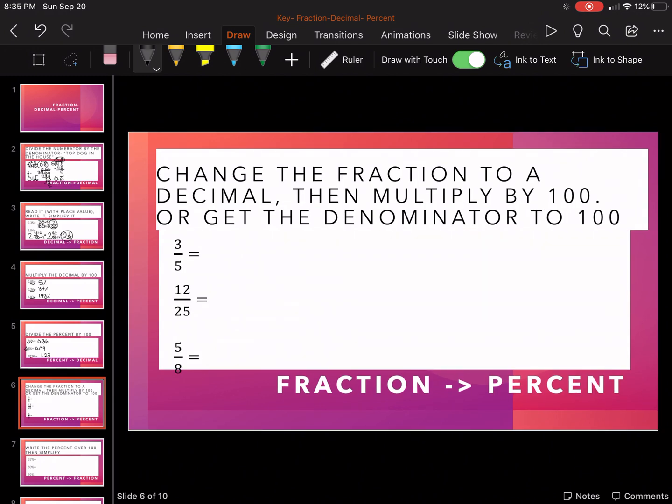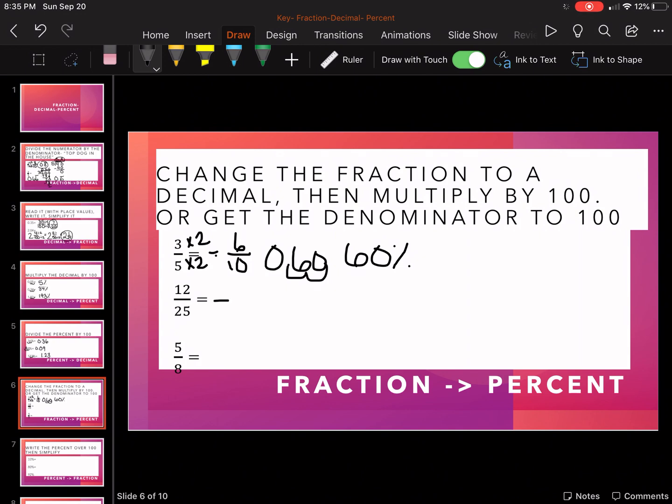So to go from the fraction to the percent, you change the fraction to a decimal and then multiply it by 100, or get the denominator to 100, either way. So for this one, I'm going to times it by 2 and get myself to 6/10. Okay, so it's 0.6. Move my decimal back twice, and the answer is 60%.